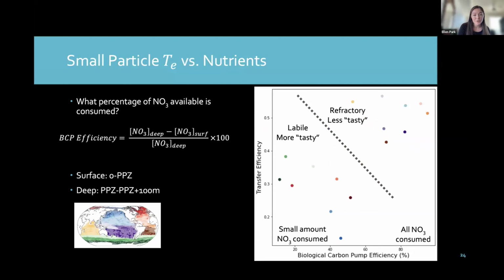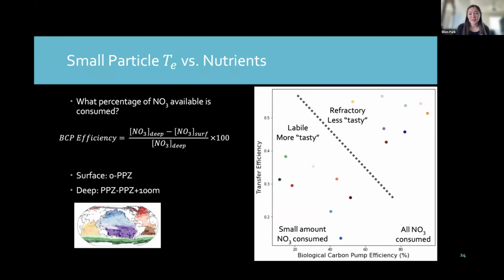So that paper also looked at this metric called the biological carbon pump efficiency, which looks at what percentage of nitrate available is consumed. In this, the nitrate available is the nitrate in the 100 meters below the surface ocean. When we look at this figure on the right, if we're closer to 100% efficiency, that means all of the nitrate available is consumed. So there's lots of recycling, versus the left, where only a small fraction is consumed.